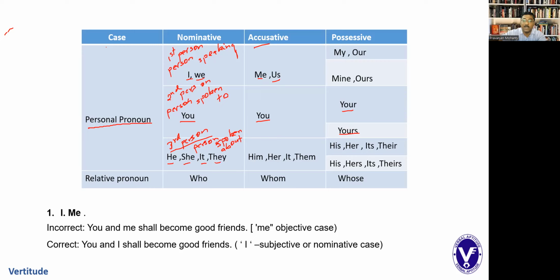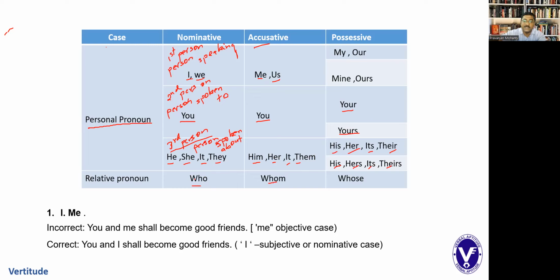Third person, it is he, she, it, they. These are all nominative, that is the third person pronoun. And objective or accusative is him, her, it, them. And the same you can see in possessive pronoun also: his, her, its, their, and in plural also his, hers, its, theirs. So it is there. Then relative pronoun is who or whom.